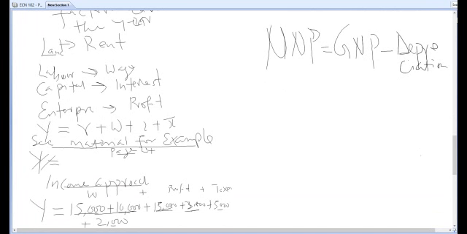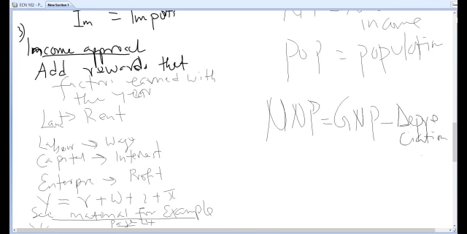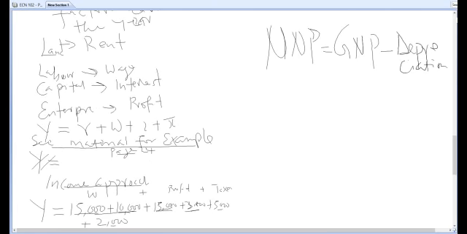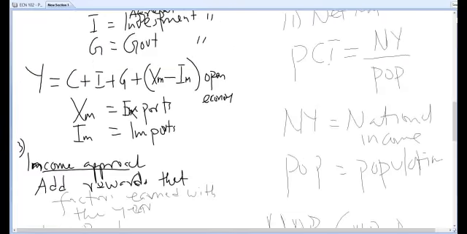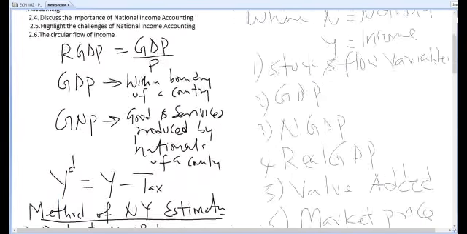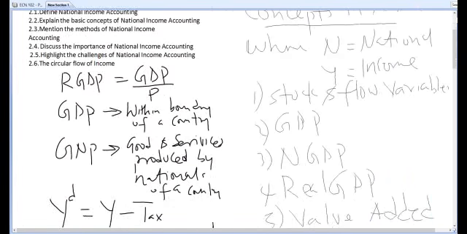Next we shall be looking at the methods of national income accounting. There are three of them. We have the output method, the expenditure method, and the income method.